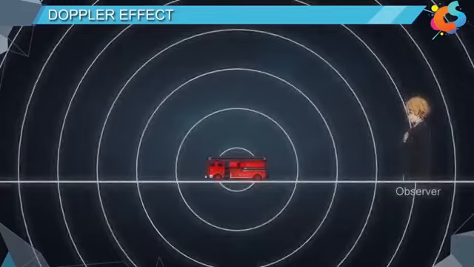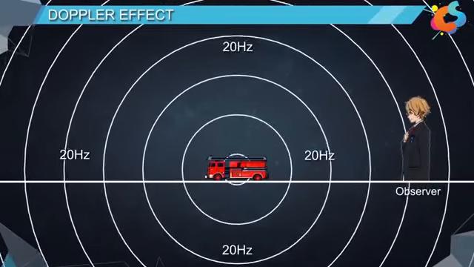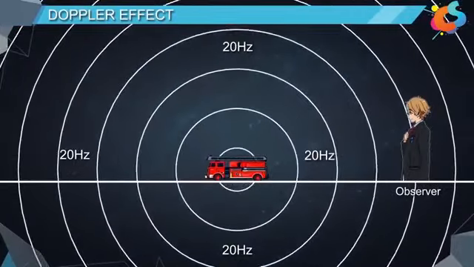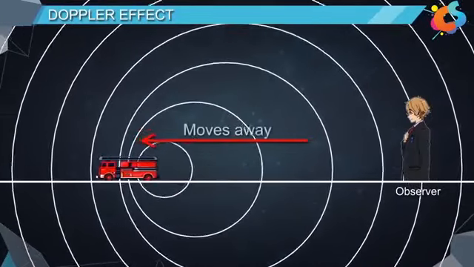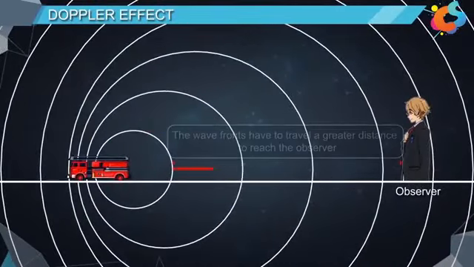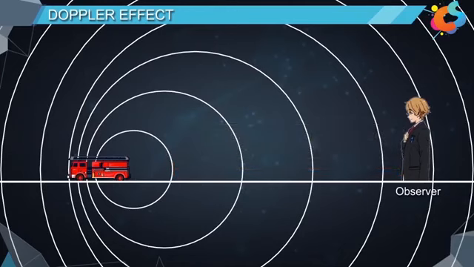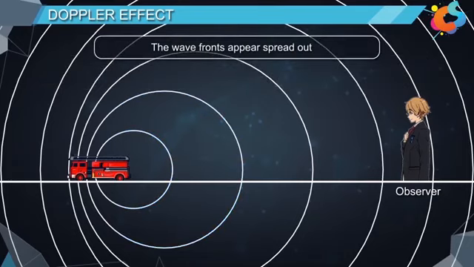Now, let's get back to the concept. Here, the frequency and wavelength of the wave emitted by the source are the same in all directions. Now, if the source emitting the waves is moving away from the observer, the wavefronts have to travel a greater distance to reach the observer. Therefore, the time taken by two successive wavefronts to reach the observer will become more. The wavefronts appear spread out.